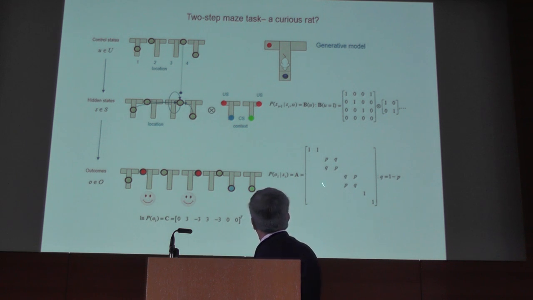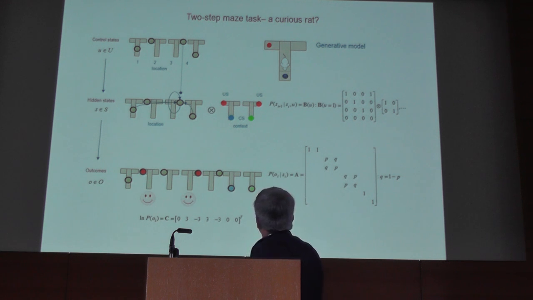The A matrix is the mapping from hidden states of the world, in two factors, where I am and the context under which I'm operating, is the reward on the left or the right. And for each combination of hidden states, there will be a particular outcome. I happen to like outcomes where I'm at the location where the reward is. If I expect myself to be in a location with a reward, that would be preferred. And conversely, for being in a location that's not being rewarded.